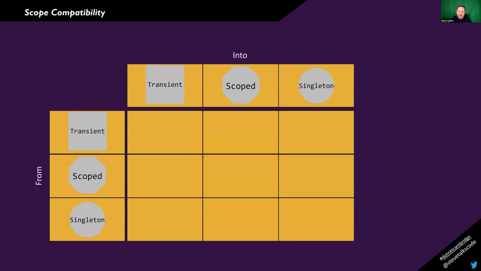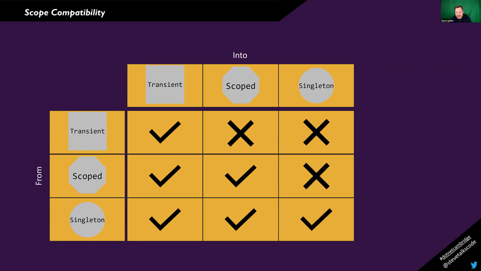Starting with the shortest lived of the lifetimes, the transient can accept objects created with any of the three lifetimes. Moving up through the lifetimes, next we have scope lifetimes. They're a bit longer lived, so you shouldn't really inject a transient lifetime into them because that's much shorter than the scope lifetime.